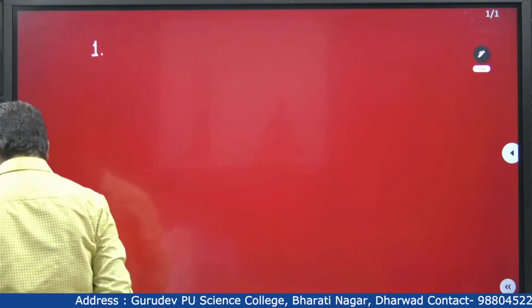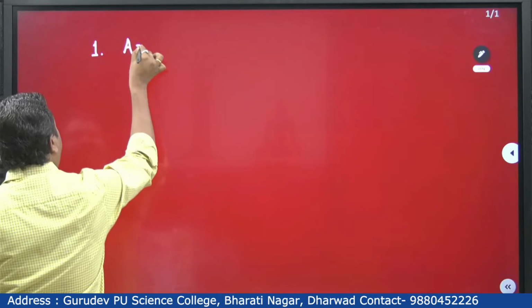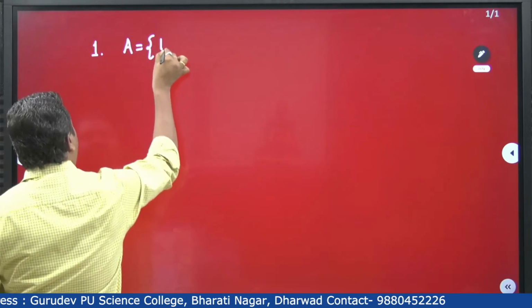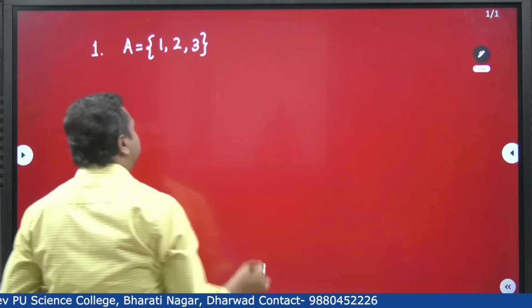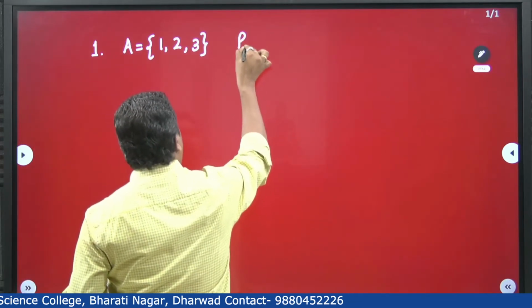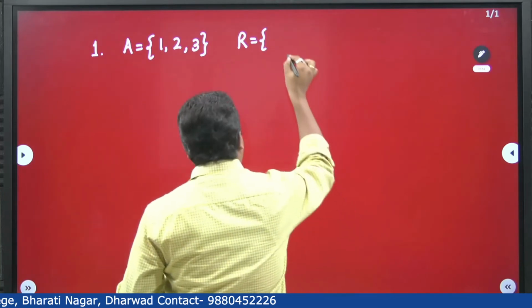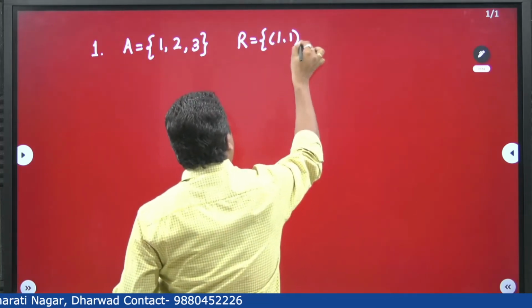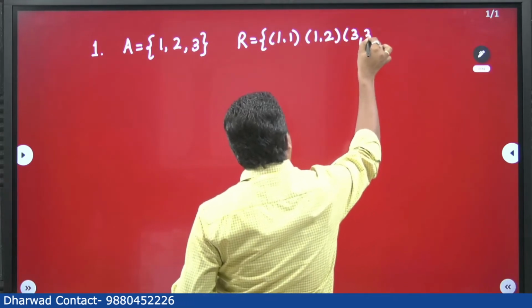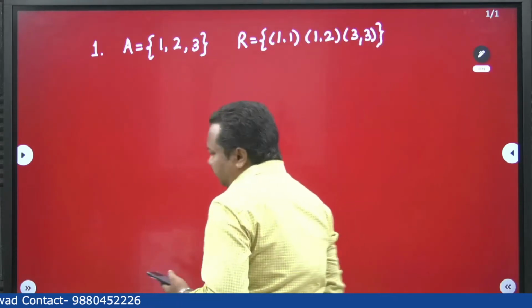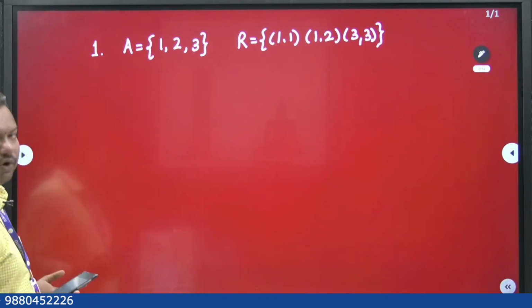First question is, a relation R defined on the set A. Set A is given, that is {1, 2, 3}, and a relation R is defined on set A, that is (1, 1), (1, 2) and (3, 3). Now you have to check whether this relation is symmetric relation or not, right?